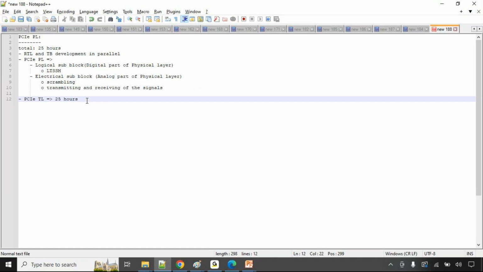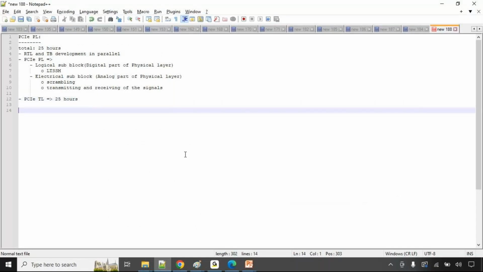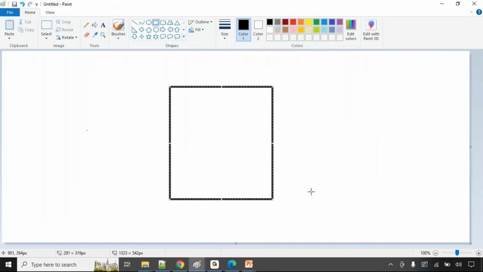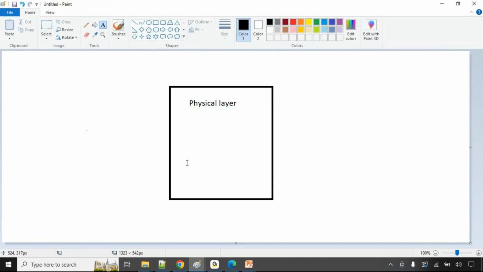Now let us directly jump into the course and see how we can come up with this flow. Let's directly start off with the architecture of the physical layer. If this is my physical layer, and I'm only talking about the logical subblock, can you tell me what all interfaces it has?